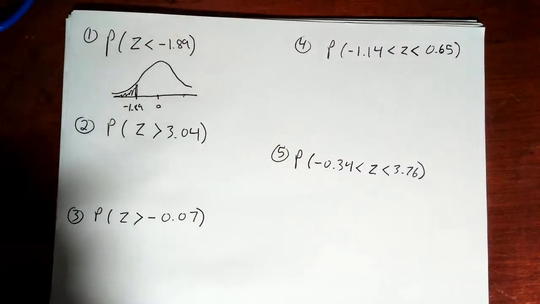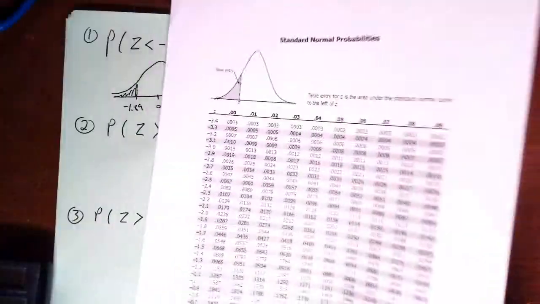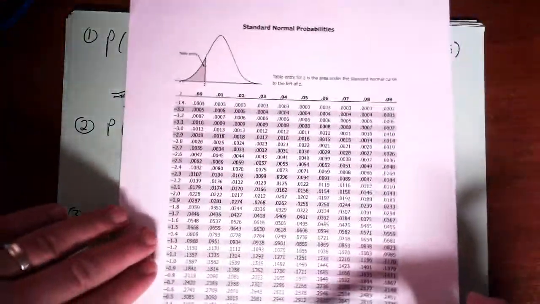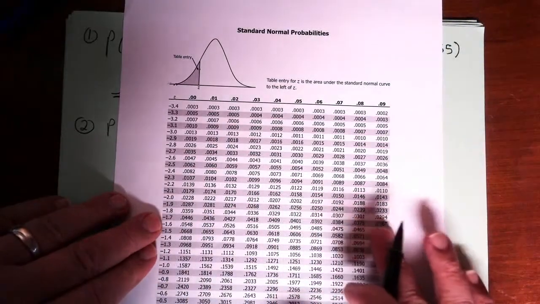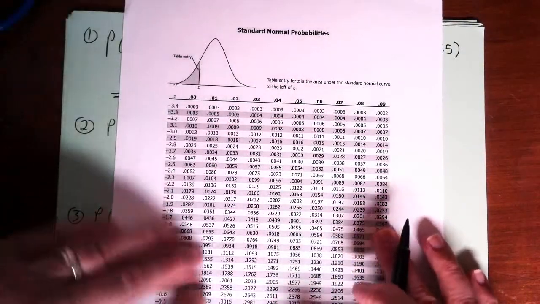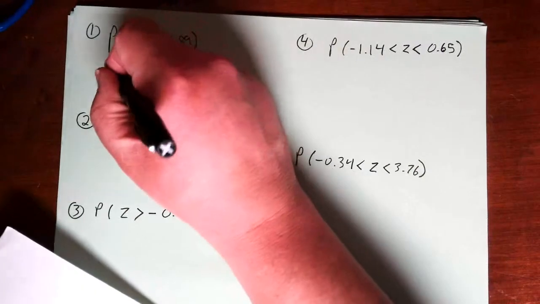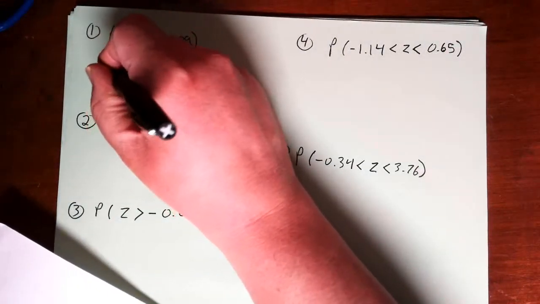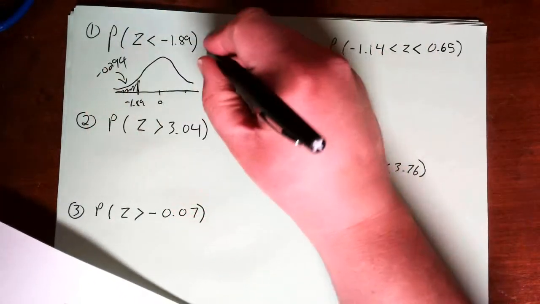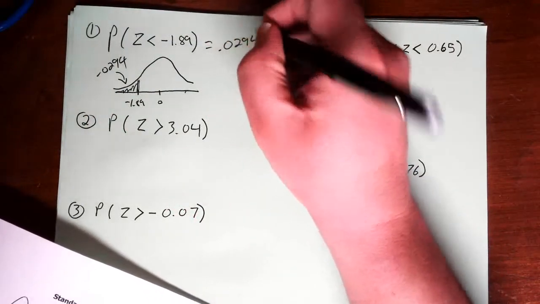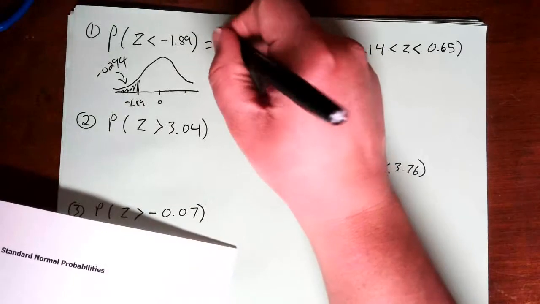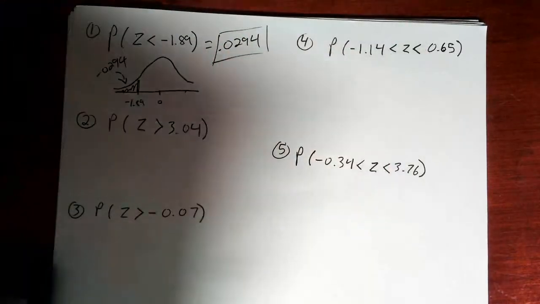Okay, so now for this one, I just look it up on the negative side. So negative 1.89, and I get 0.0294. So this area is 0.0294, and that is the probability I'm looking for. Just like that. So that's the answer to the first one.